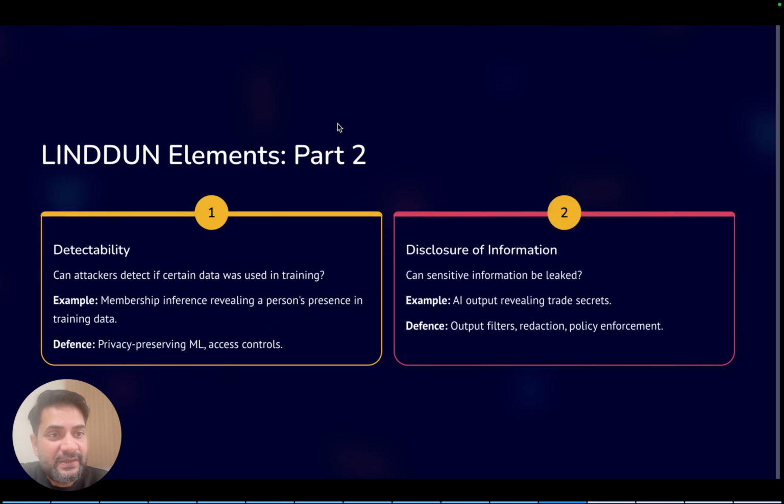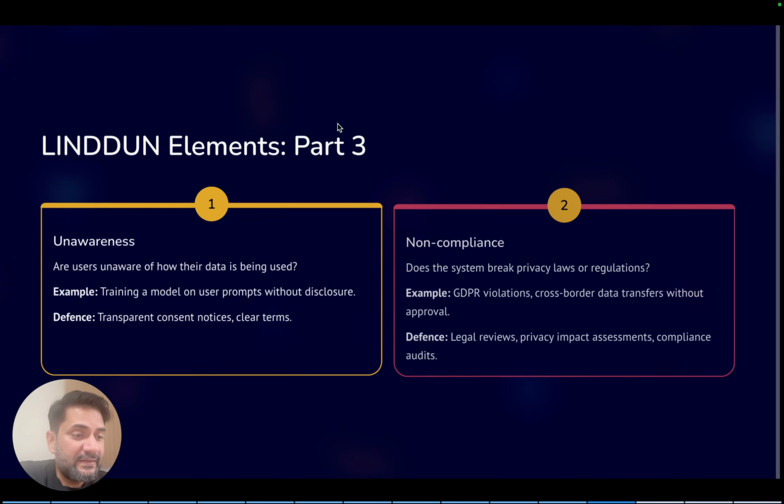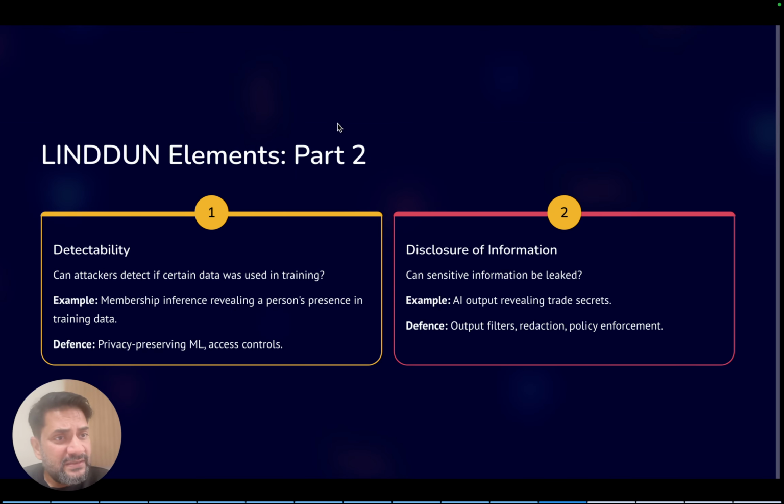Fourth is detectability. Can attackers detect if certain data was used in training? For example, membership inference revealing a person's presence in training data. The defense would be privacy-preserving ML and access controls. Fifth is disclosure of information. Can sensitive information be leaked? For example, AI output revealing trade secrets. The defense is output filters, redaction, and policy enforcement.